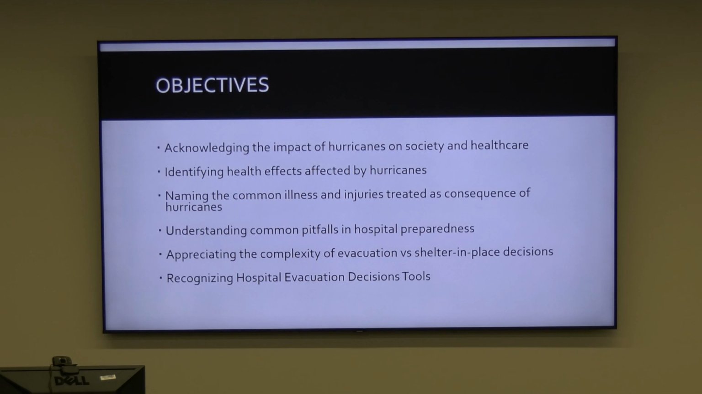The objectives of this PowerPoint presentation: I'm hoping that we can acknowledge the impact of hurricanes on society and healthcare, identify health effects affected by hurricanes, name common illnesses and injuries treated as a consequence of hurricanes, understand common pitfalls in hospital preparedness, appreciate the complexity of the decision of evacuation versus shelter in place, and recognize hospital evacuation decision tools.